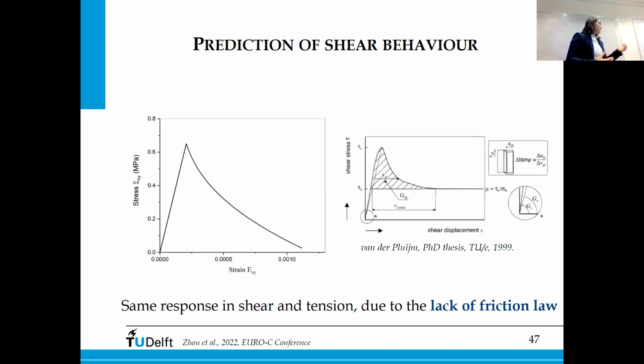We also try to predict the shear behavior, but of course the model failed because the contribution due to friction is not yet implemented in the crack flow criteria. So this is where we will continue on.